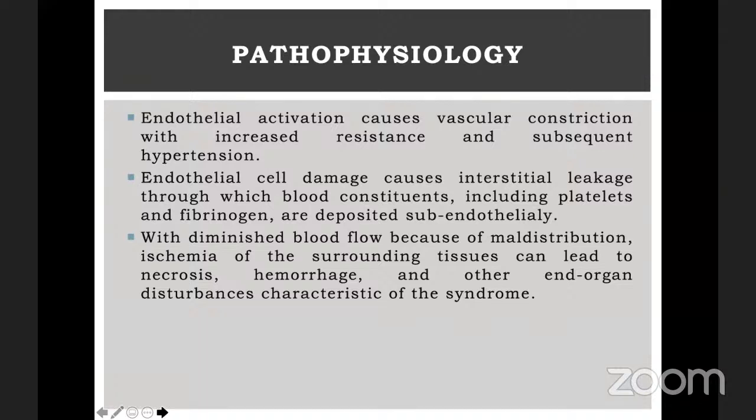In pathophysiology, the endothelial activation causes vascular constriction with increased resistance and subsequent hypertension. Endothelial cell damage causes interstitial leakage through which blood constituents, including platelets and fibrinogen, are deposited subendothelially. With diminished blood flow because of maldistribution, ischemia of the surrounding tissues can lead to necrosis, hemorrhage, and other end organ disturbances characteristic of the syndrome.